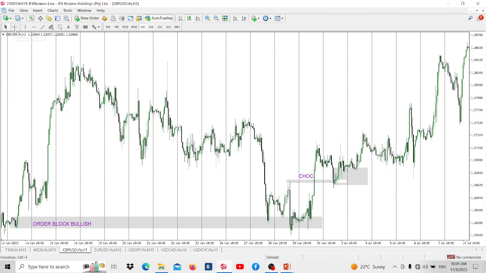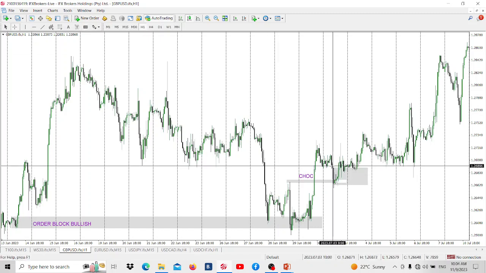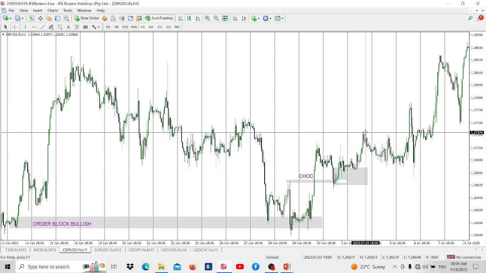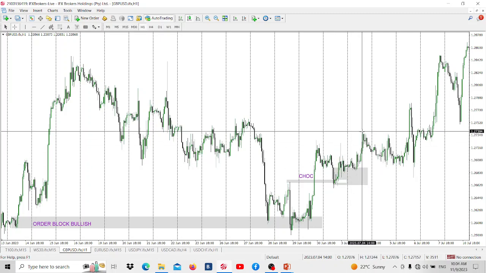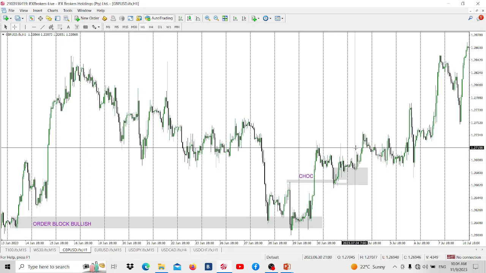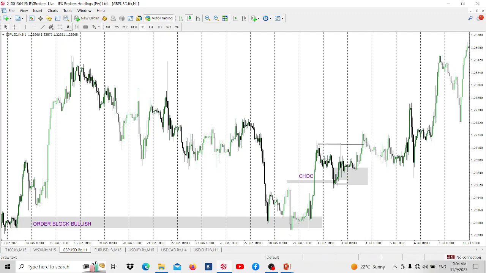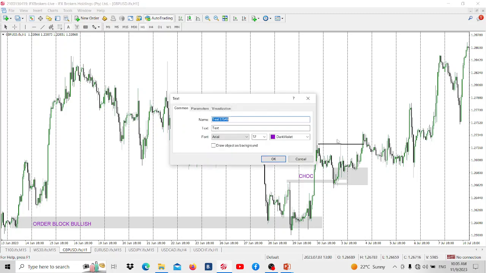Institutions left the clue for us. Remember, when these guys were here, they bought the market. And this is a telltale sign of them getting into the market. As you can clearly see, this up candle, because it broke this high, which is a break of structure, right?